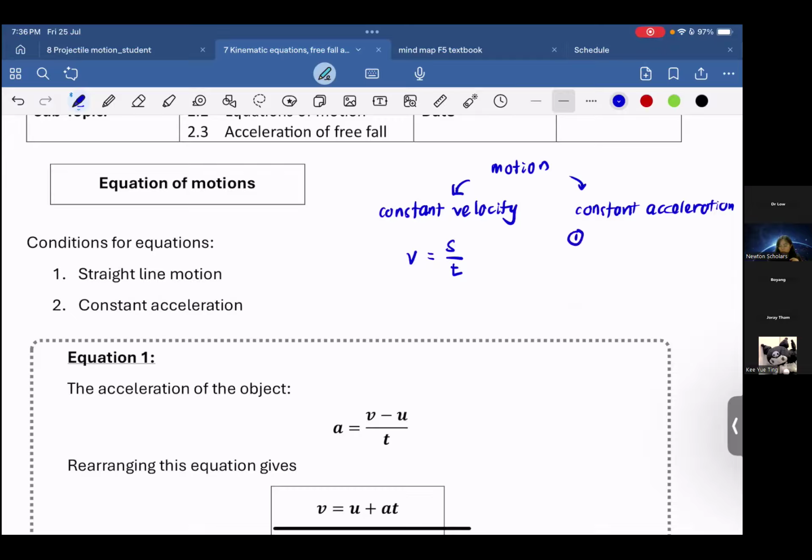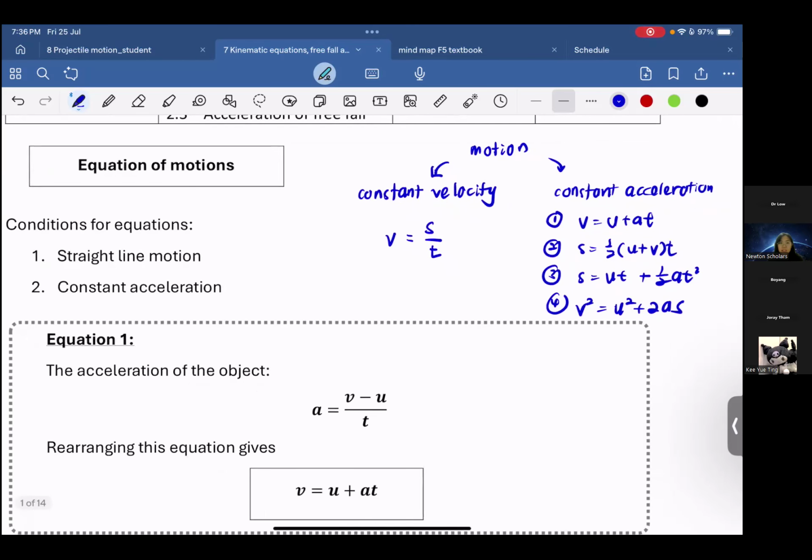These 4 formulas we are going to learn today. 1, 2, 3, 4: v equals u plus at; s equals 1 over 2 times u plus v times t; s equals ut plus 1 over 2 at squared; v squared equals u squared plus 2as. We will use these 4 formulas in case the question tells us the velocity is changing. If velocity is constant, then we use the simpler one, distance or displacement divided by time, settle. But if the velocity is changing, then we have to use these 4 formulas.